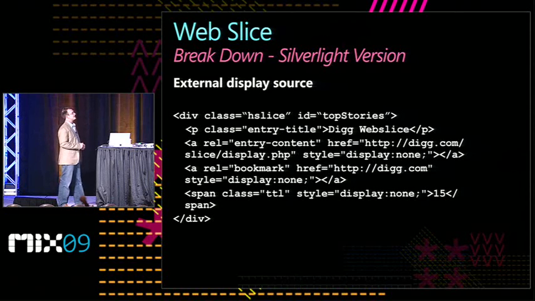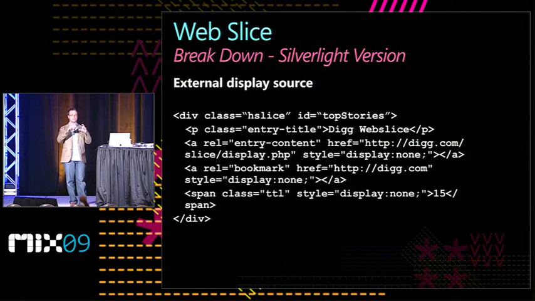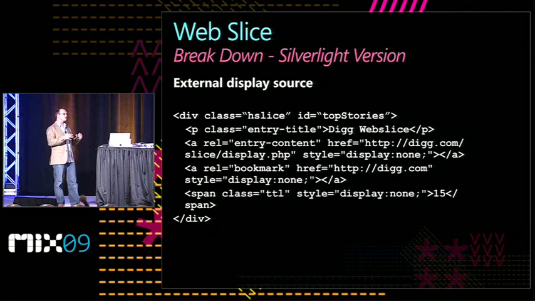The third is I'm going to bookmark. By creating an attribute with the value of bookmark, I'm telling the web slice that I'm going to direct links and the execution of the web slice to the Digg server. So if a user just opens the web slice and clicks on it, they'll automatically go to the Digg server.